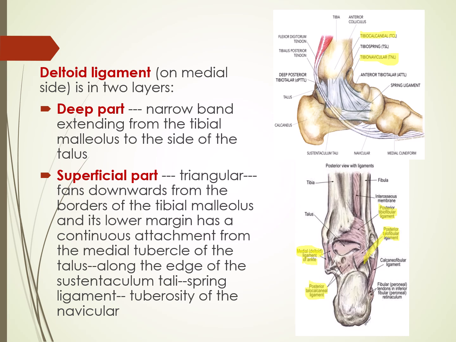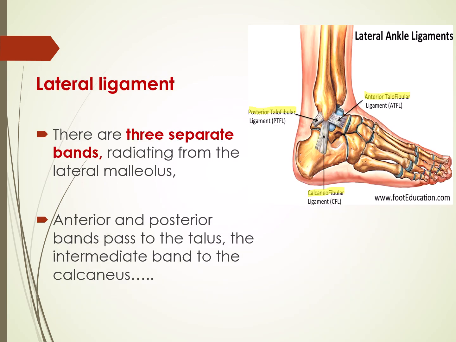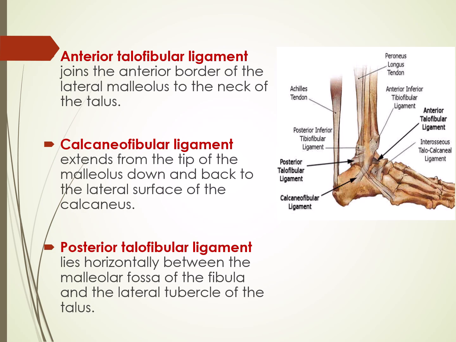So this medial ligament stabilizes the ankle joint during eversion and prevents partial dislocation of the joint. Then on the lateral side, the ankle joint is reinforced by the lateral ligament, and these are basically three separate bands radiating from the lateral malleolus: the anterior talofibular ligament, the posterior talofibular ligament and the calcaneofibular ligament.